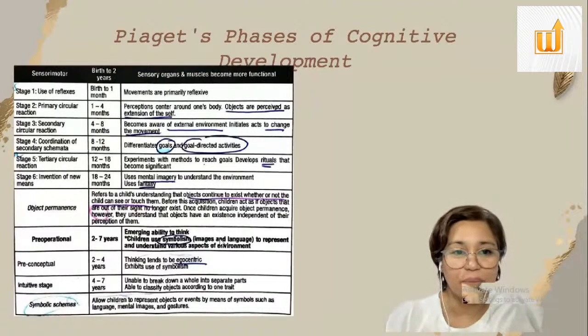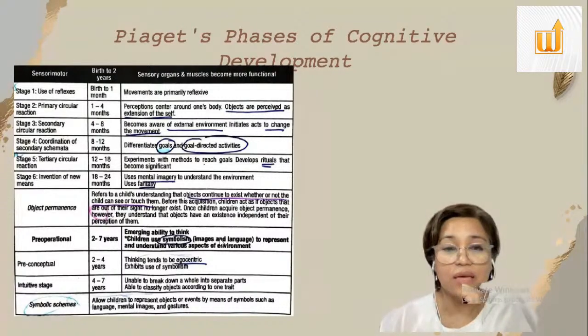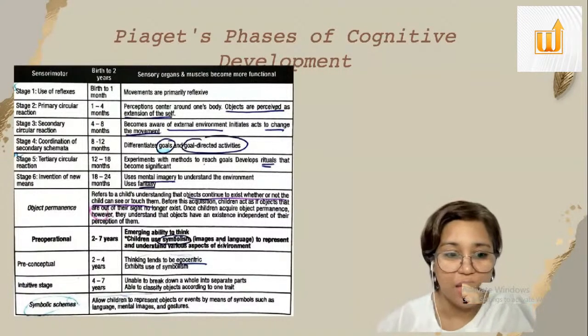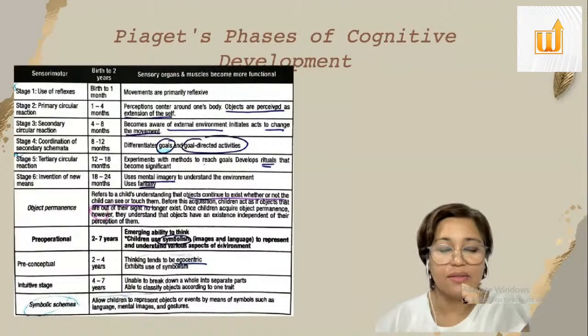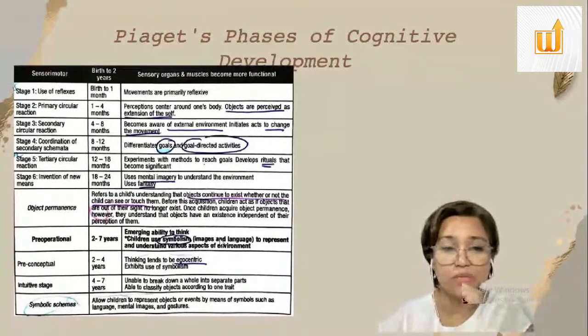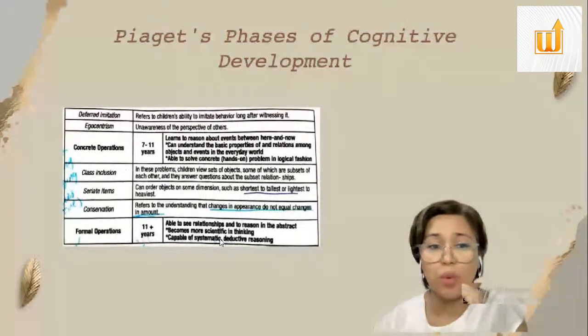And then we have the pre-operational stage where the child actually begins to emerge their ability to think, also using symbolism such as images and language to represent their understanding of different aspects of the environment. So we have the preconceptual, yan, symbolism, yan, intuitive, and then using the symbolic schemes.